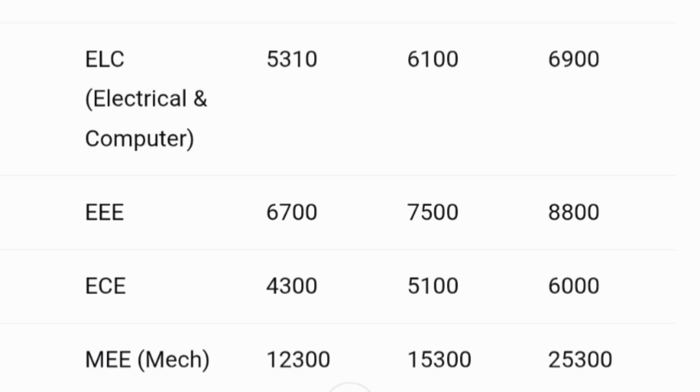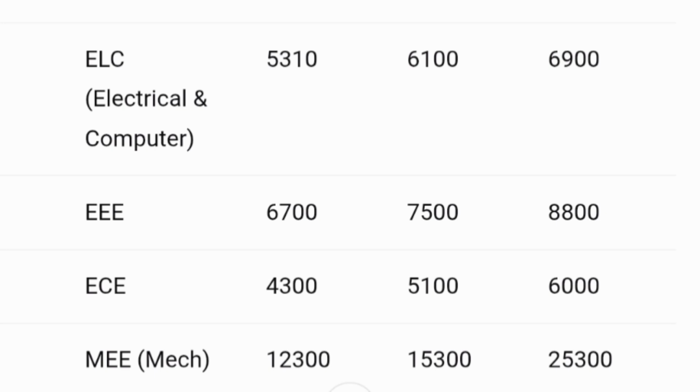ECE is also a very good option in the main campus, where you can get 4,300 in slab 1, 5,000 in slab 2, and close to 6,000 also in slab 3, which are all the scholarship slabs. And then you have mechanical engineering, right? You can get in around 12,000 in slab 1, 15,000 in slab 2, and 25,000 approximately in slab 3. Other slabs I will not suggest, because the fees are quite high at those levels.